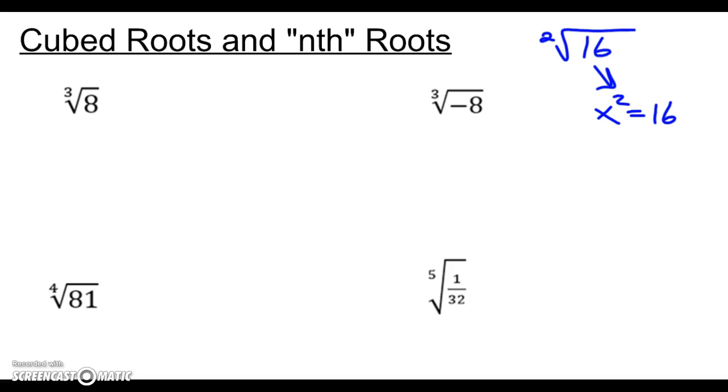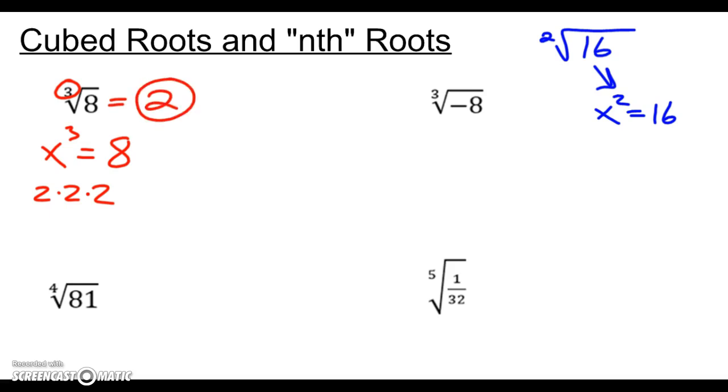So the only difference between that and what we're talking about now is that this is telling me, well, what to the third power gives me 8? Sometimes some guess and check will help here. You can do this on a calculator too, and I'll show you how to do that in class. But we're looking at what to the third power would be 8. And it just so happens that 2 times 2 times 2 gives me 8. So the cubed root of 8 is 2. That's what we're looking for there.